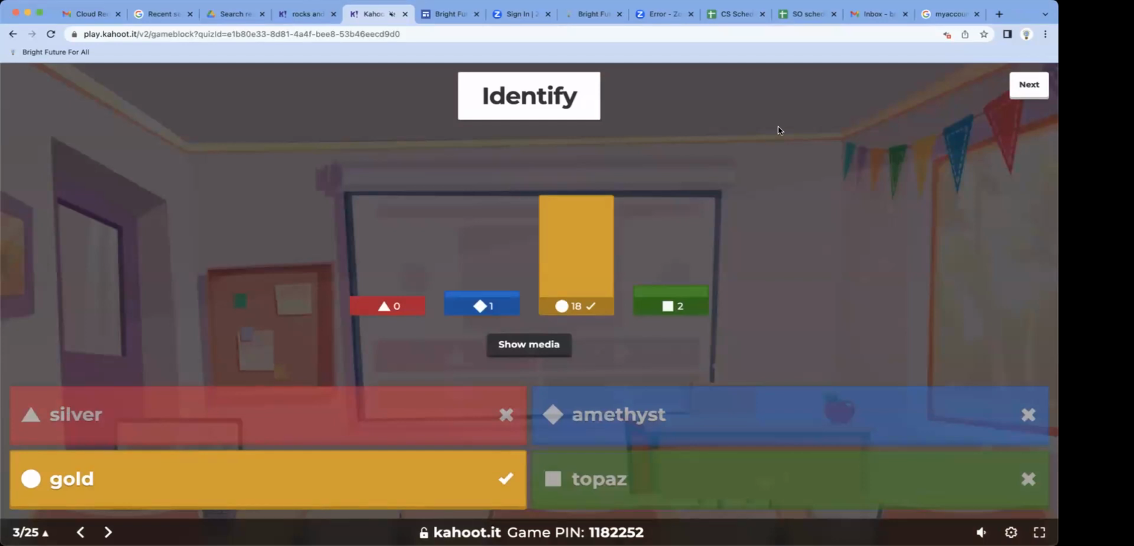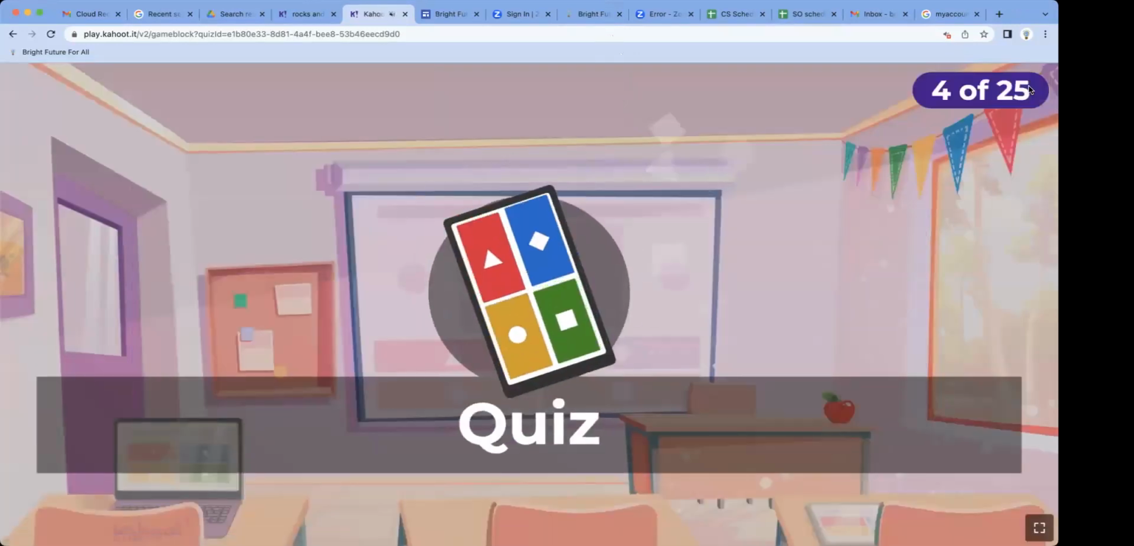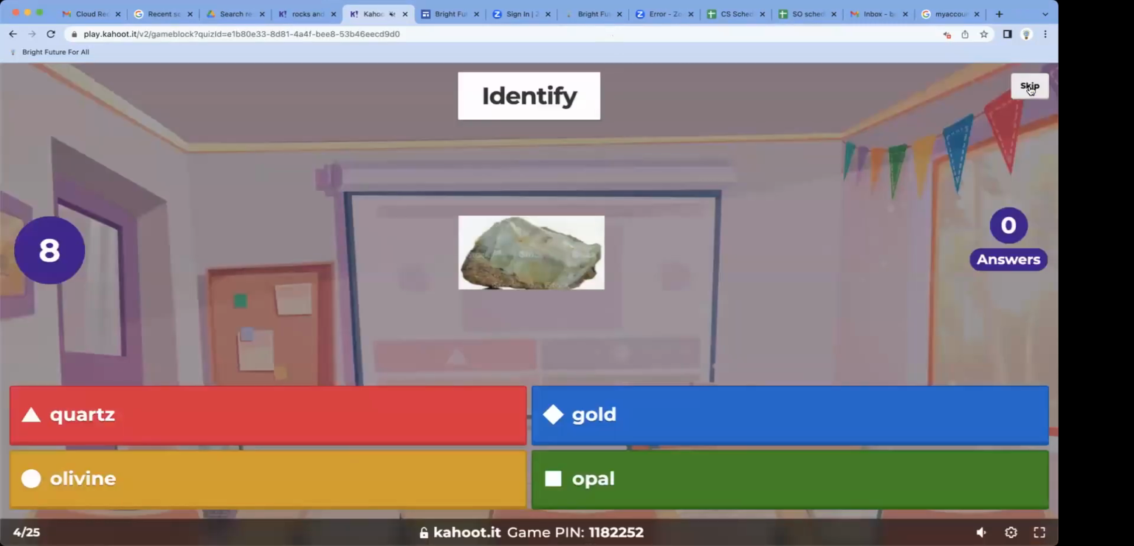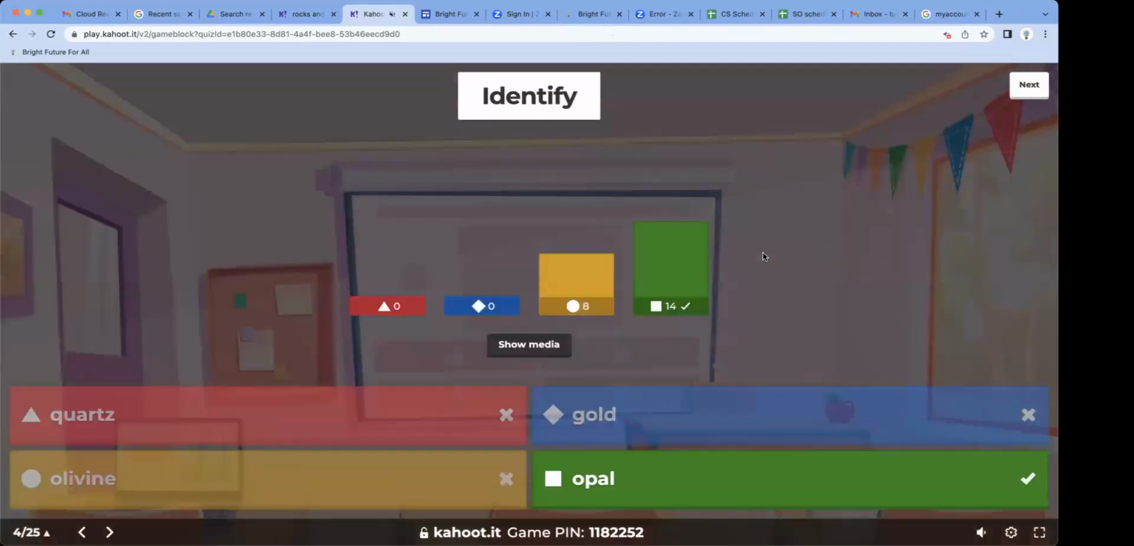Yeah, so this one is gold. I don't see how you get this wrong. Maybe it was like a misclick or something. Next question. Yeah, this one is opal because it's multicolored and shiny. Olivine is a dull and green rock.